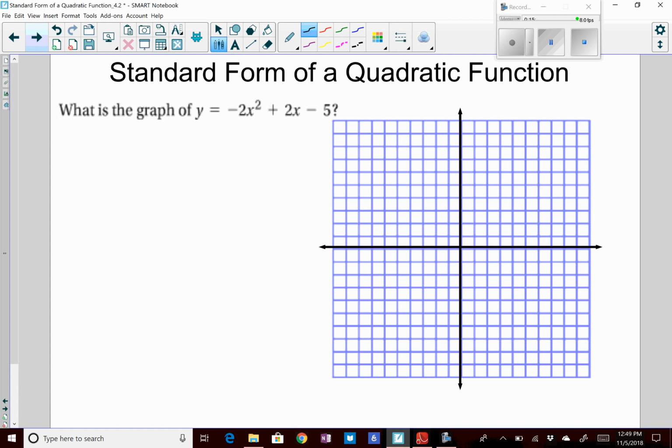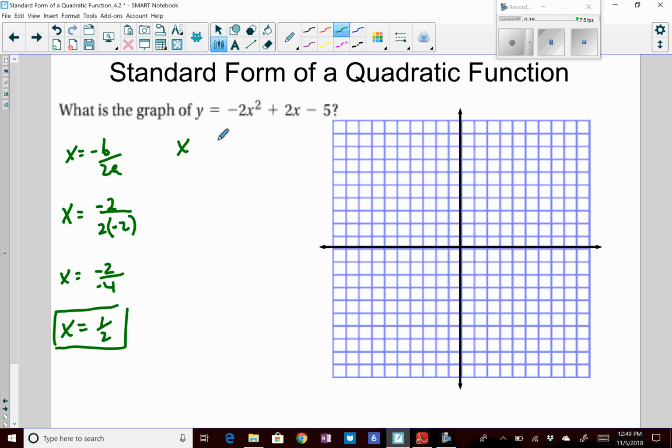Here they want us to graph y equals negative 2x squared plus 2x minus 5. So same thing, we're going to start with x equals negative b over 2a. So we're going to plug in for b. B is 2, so makes it negative 2 over 2 times negative 2. So we get x equals 1/2.